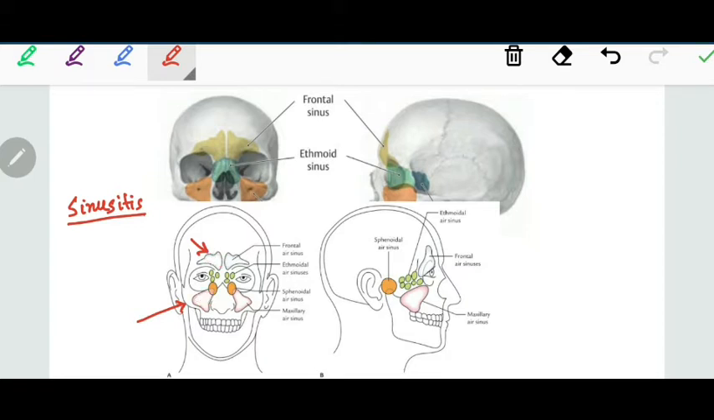Clinically, sinusitis presents as headache and persistent thick purulent discharge from the nose. Now, one thing to be noted is that all the paranasal sinuses are present around the nasal cavity and all of them drain ultimately into the nasal cavity. So the drainage of the paranasal sinuses comes ultimately into the nasal cavity.